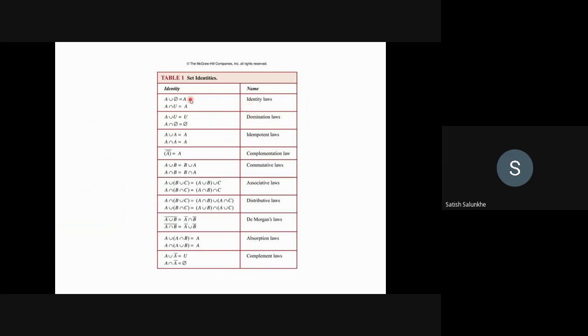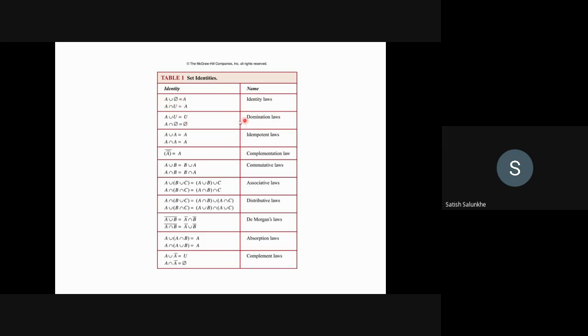So we already saw what the identity law is. Any set union with the null set, we want to know what operation we can perform with the null set or universal set so that we get the same set itself. So with the null set, we can perform the union operation to get the same set. Identity means whatever set A is there, you will get the resultant set A itself.